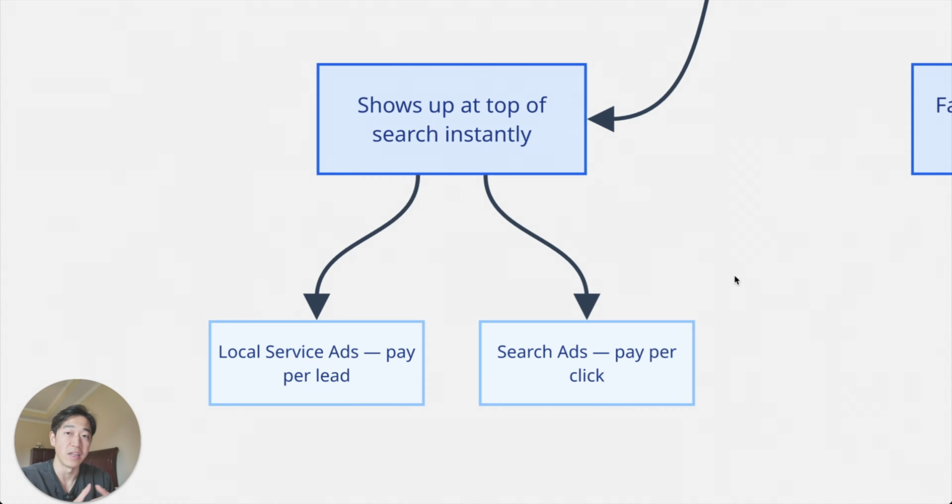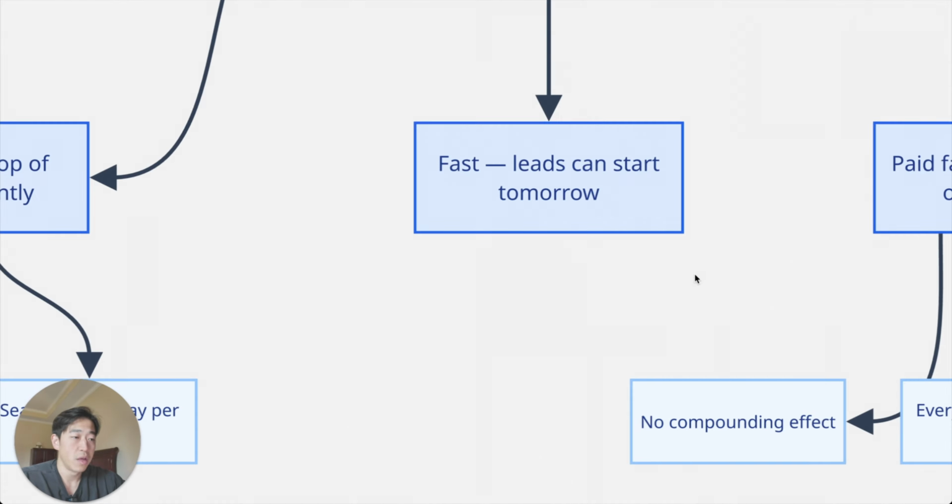Then there are search ads. This is pay per click. So if you see a sponsored tag on your Google Ads, in the map pack or as a search ranking, that's a search ad. The pro of Google Ads is that it's very fast and leads can start tomorrow.